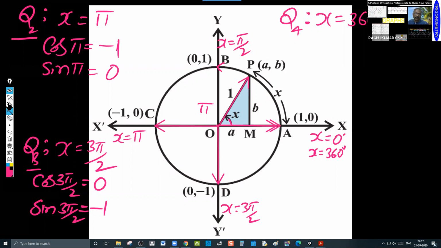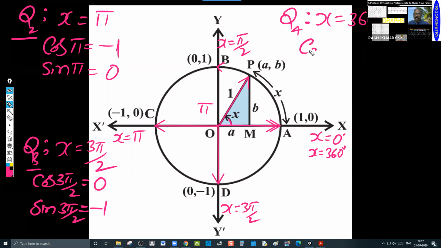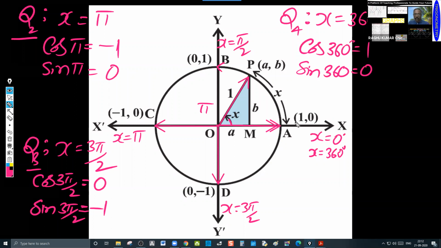If x is equal to 360, now what do we call the horizontal component in trigonometry? Cos. Come on, tell me now. What should be cos 360 here? Cos 360 is equal to 1. Sin 360 is equal to 0. That's good. There is no vertical movement here.